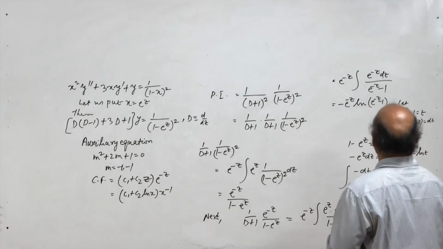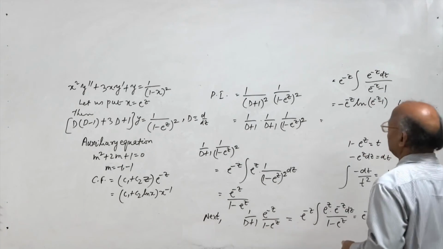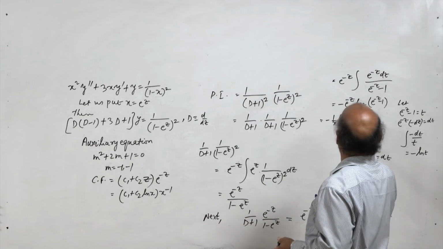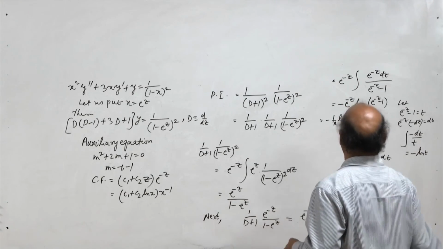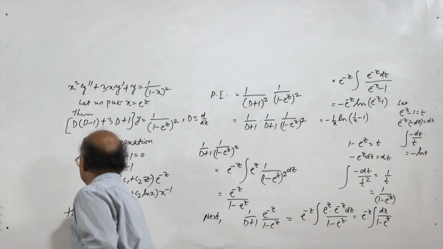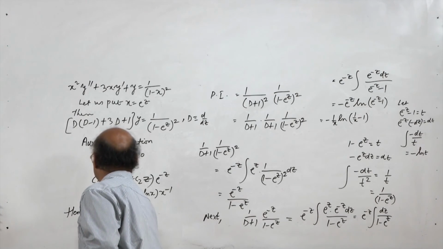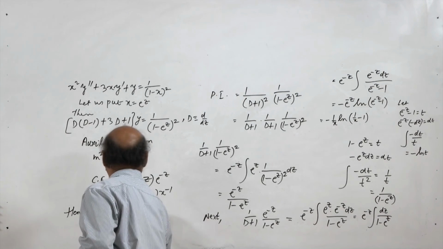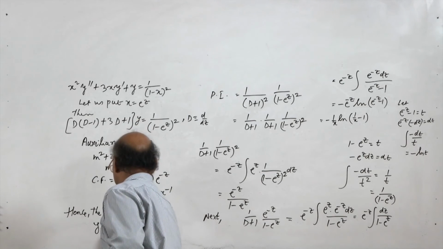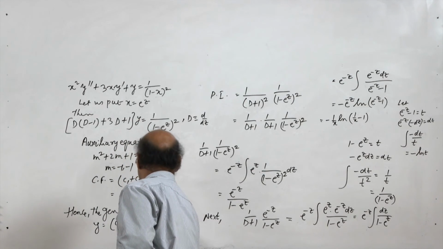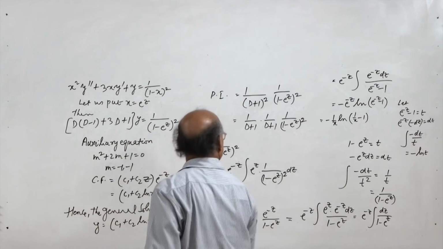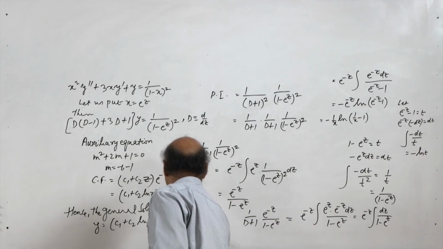Now, this will be equal to, e^z is x, so −(1/x) ln (1/x − 1). So, this is what we get, and hence the general solution is y equal to (C1 + C2 ln x) into x^(−1) − (1/x) ln ((1 − x)/x).